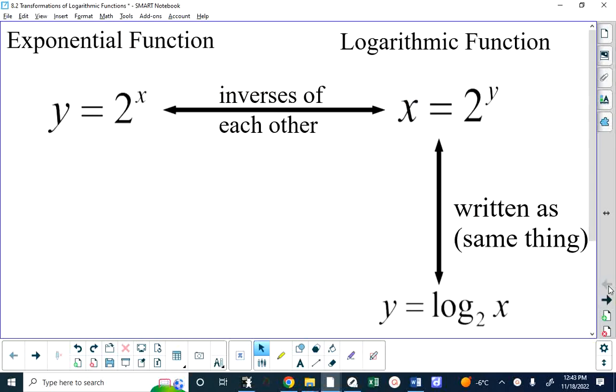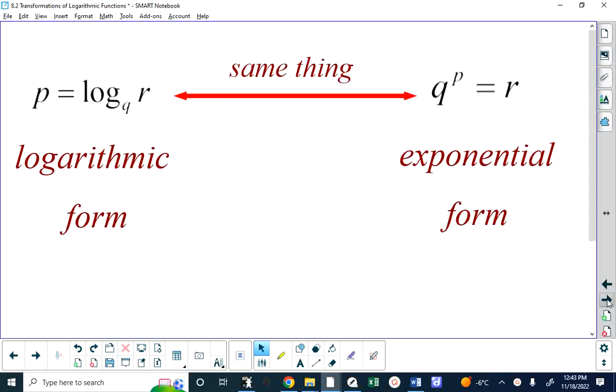That second point I made can be extended to any letters or numbers. You should be able to go from something like p equals log base q of r, knowing that the logarithm is p, is telling you the exponent is p. So when you write it in exponential form, it's q to the p equals r.